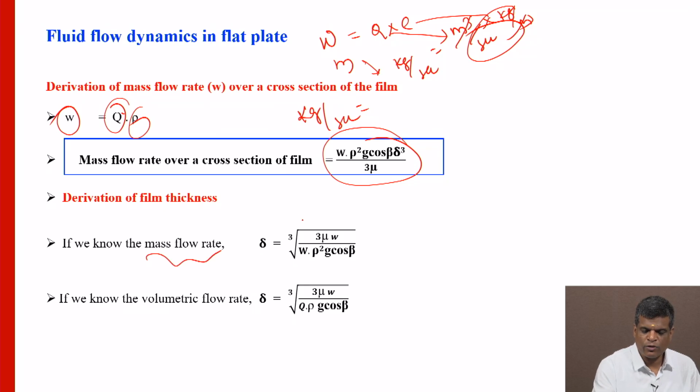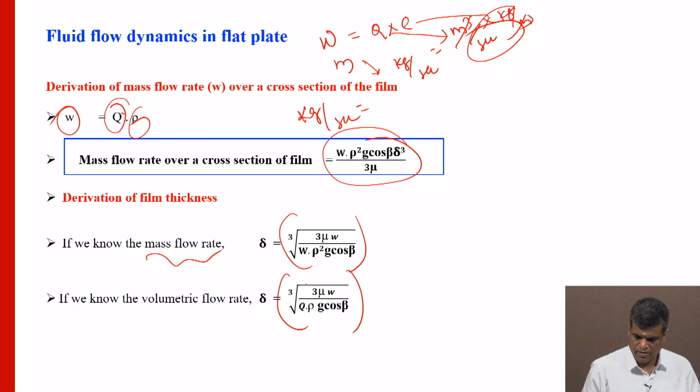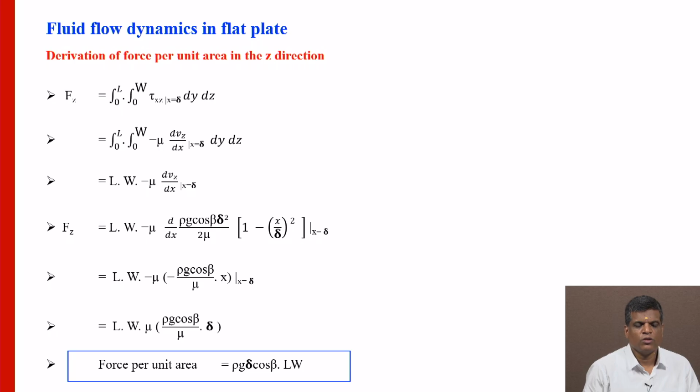So, you take delta equal to this equation. Same, if you want to calculate the volumetric flow rate, the same delta you can use from here, this is 3. So, first we discuss maximum velocity, then average, then what is the force per unit area, that is Fz.